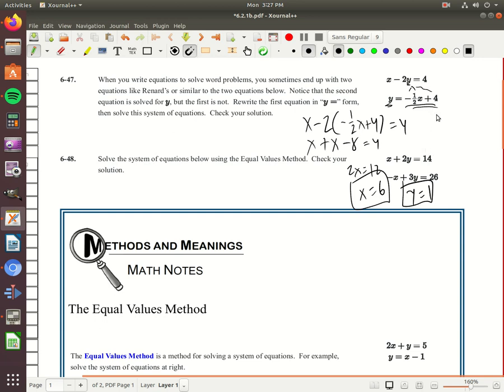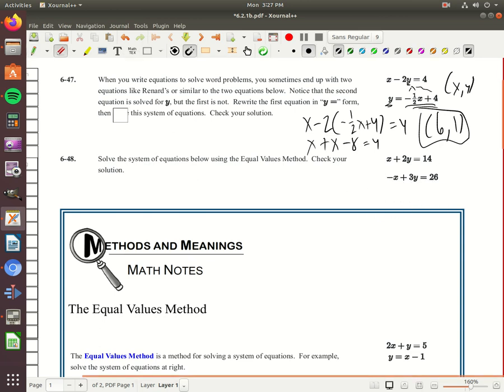That's substitution. That's a little bit different than what they wanted us to do here. They wanted us to use equal values, but I didn't want to. So we know this meets in 1 point at 6, 1, right? My x is 6, my y is 1. My ordered pair is x, y. All right, and then finally, just to wrap up 648, by the way, you just got introduced to substitution out of order. We'll deal with more substitution in later sections.